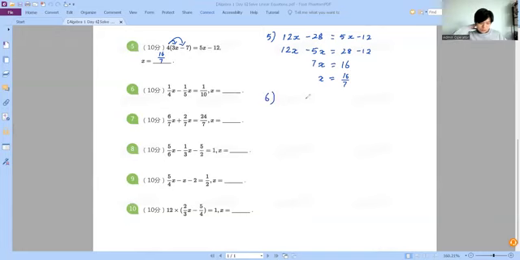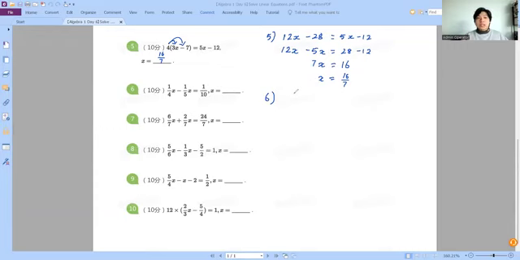Next, I'm going to move on to question 6 here. You'll notice in question 6, I have a lot of coefficients of x, and they're all fractions, including the term on the right. So let me read it right here. It's 1/4 x minus 1/5 x equals 1/10.